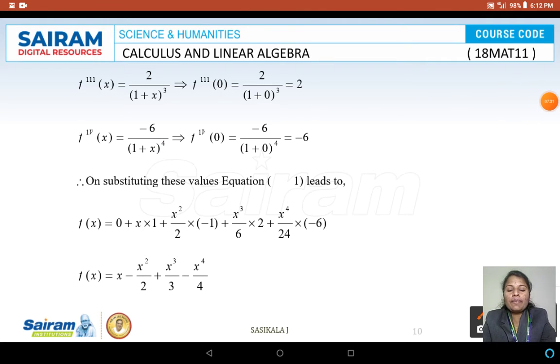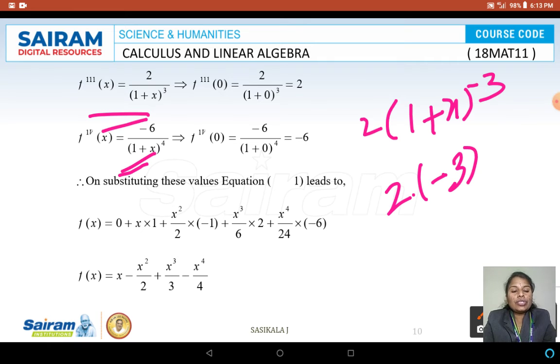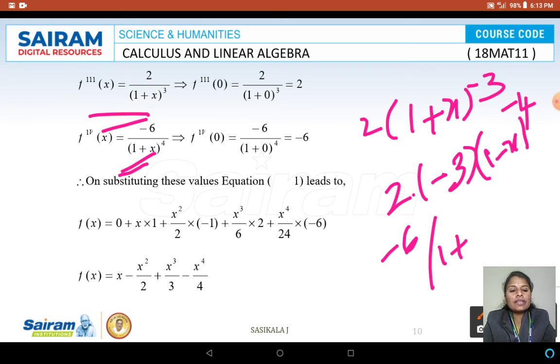So when you have a 2 into, I can write it (1 plus x) to the power minus 3, right? For f triple dash to f4 dash I'll explain. So what is that? 2 into minus 3 into 1, like differentiation of x power n, what is that? n into x power n minus 1. So minus 3 minus 1 will be minus 4. So this will be minus 6 by (1 plus x) to the power 4.